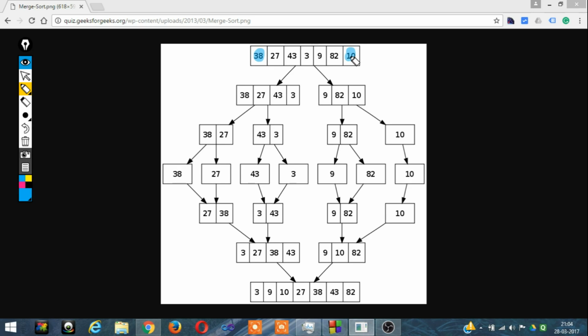Okay, so when can these two indexes be the same? These two indexes can be the same only if there is only one element in the array. In these cases, low is equal to high.